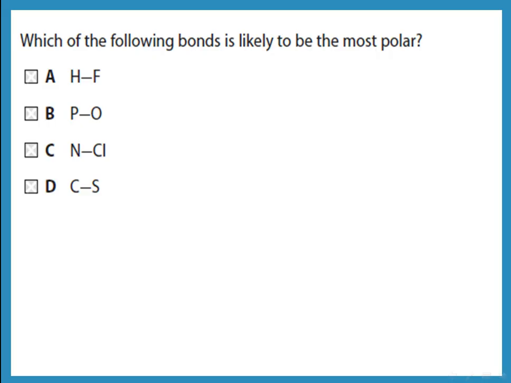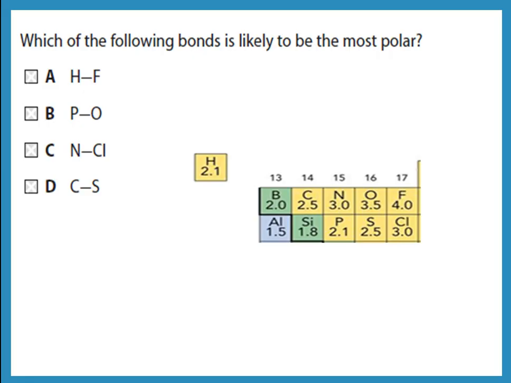So which of the following bonds is likely to be the most polar? Well, we look at the numbers for the polarity. Remember that we said between hydrogen and fluorine, that would be the most polar, because this is the biggest difference in electronegativity. So the bigger the difference in electronegativity between the atoms, the more polar the bond is. Hydrogen is 2.1, fluorine is 4, so that's a difference of about 2 or slightly less, 1.9, so that's a big difference. If you look at the difference between the electronegativity of phosphorus and oxygen, for example, that's a difference of 1 point something, 1.2, 1.4.